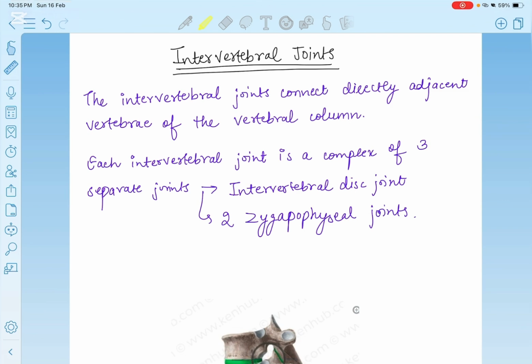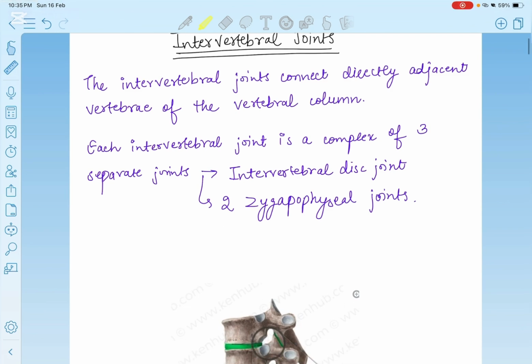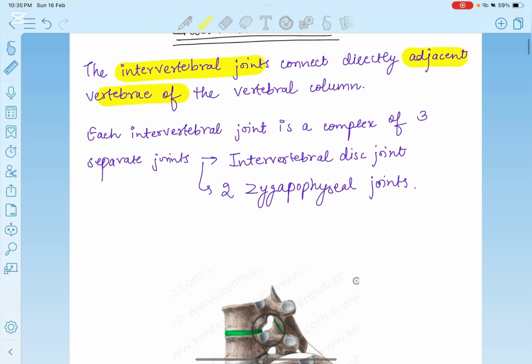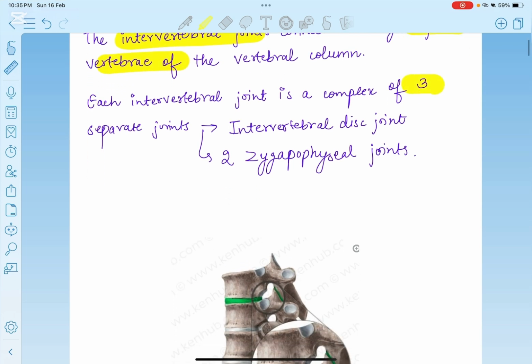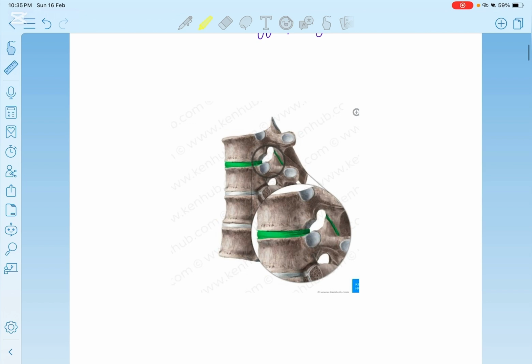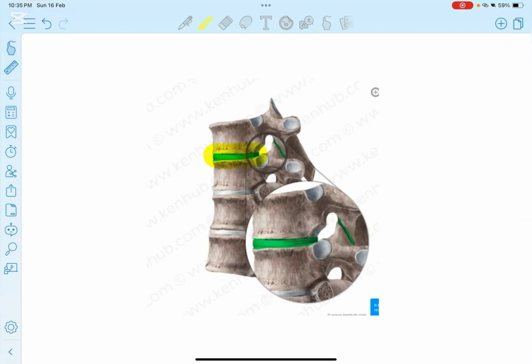Now we will talk about the intervertebral joints. The intervertebral joints directly connect the adjacent vertebrae of the vertebral column. Each intervertebral joint is a complex of three separate joints: one intervertebral disc joint and two zygapophyseal joints. So this is the diagram showing the intervertebral joints. Here is the joint formation.